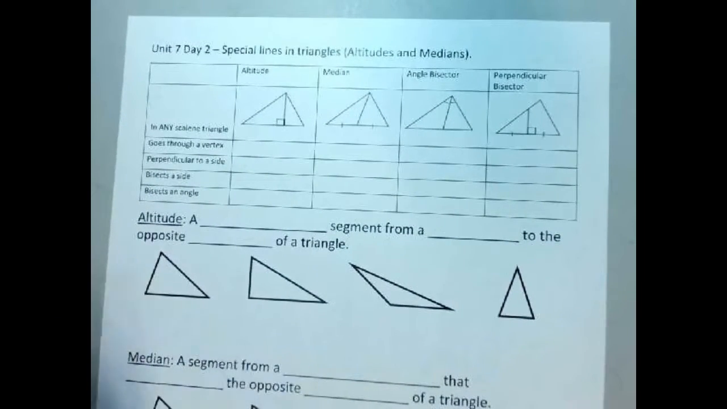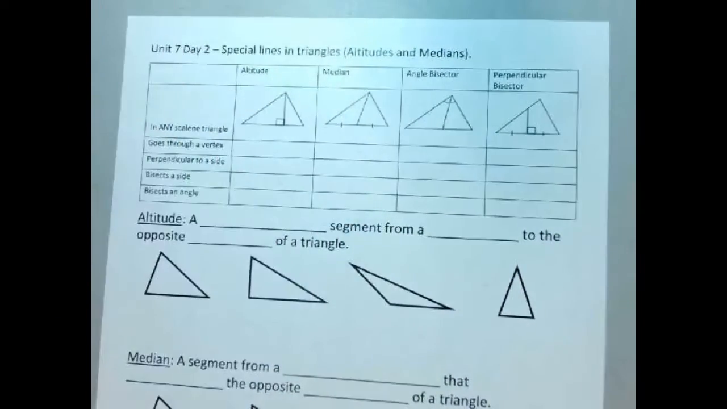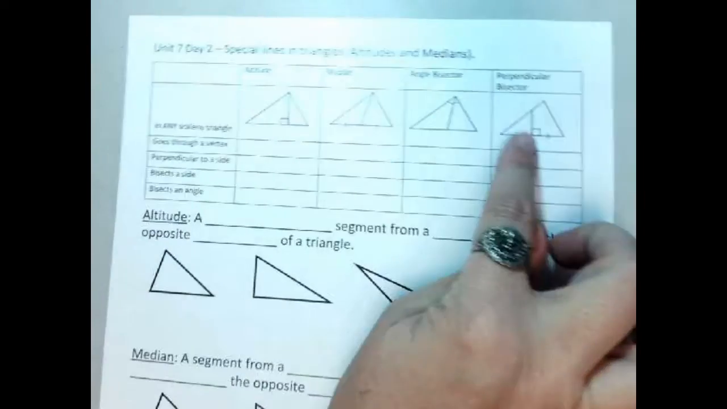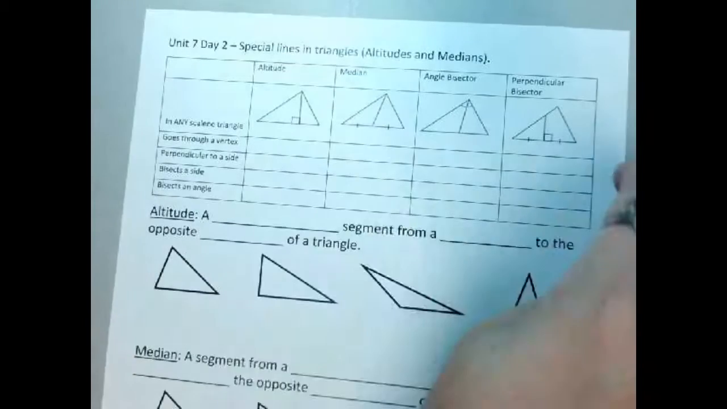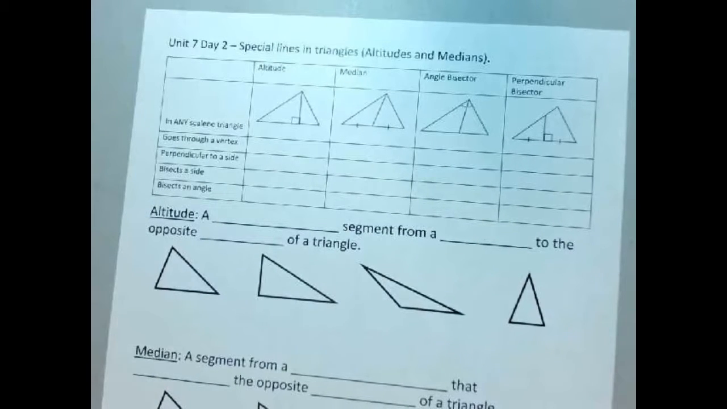Okay, this is Unit 7, Day 2, and we're going to start talking about these special lines that are in triangles. And we're going to talk in general about what all these four kinds are. And I want you to look at these pictures, and we're going to work through what is true about each one. And we're going to put a check if it's true for that one.